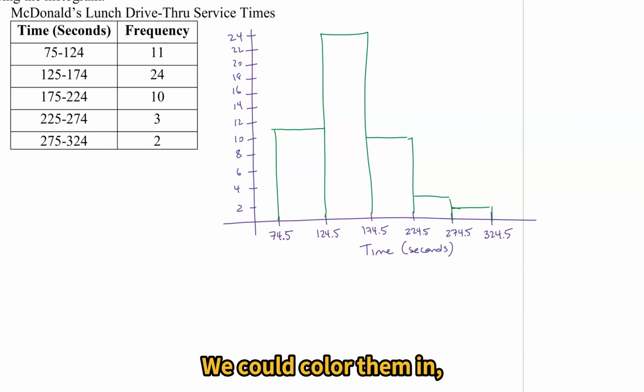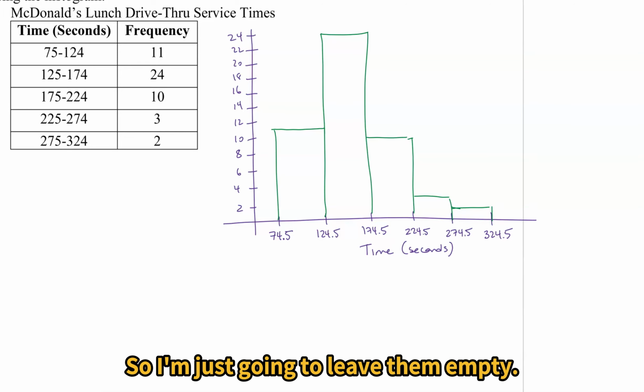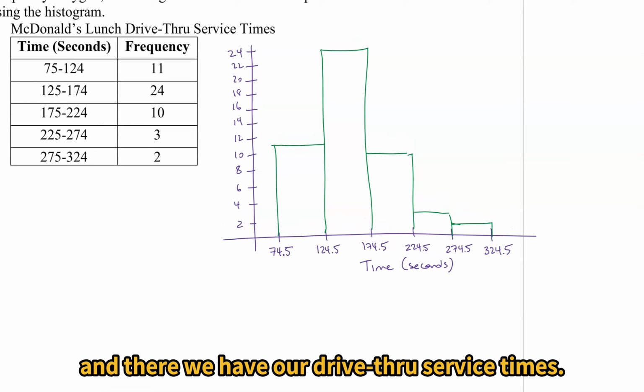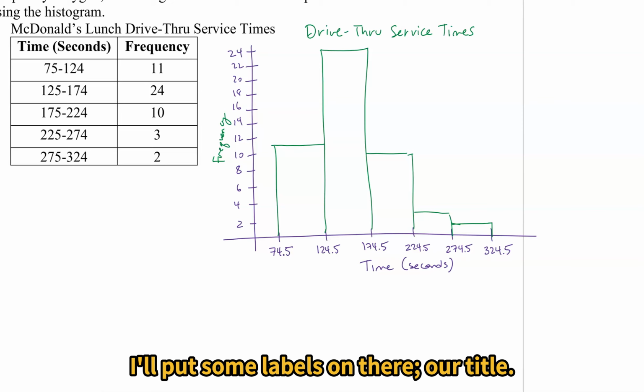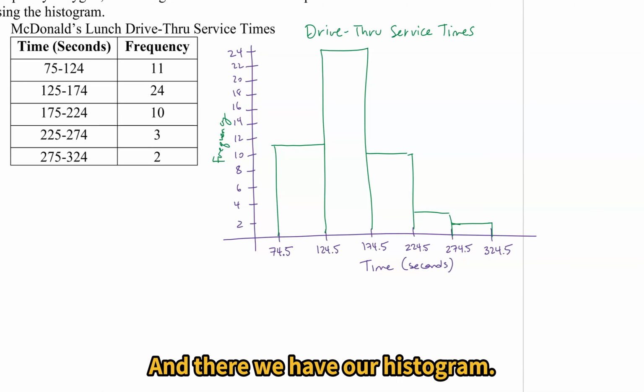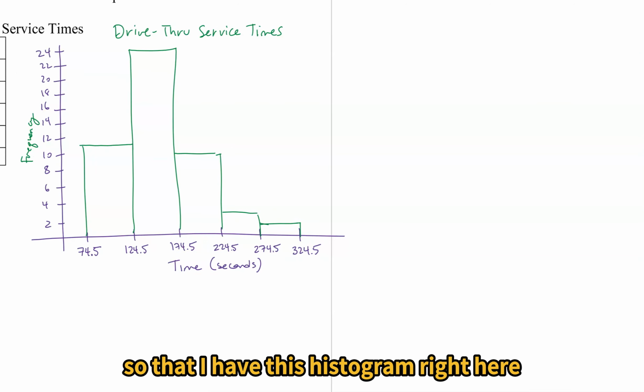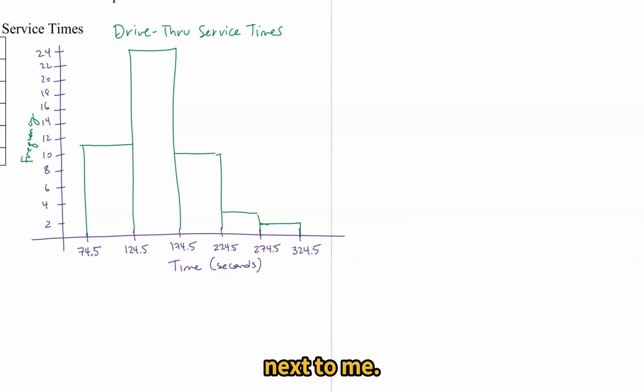And we could color them in, but that takes a lot of time. So I'm just going to leave them empty. And there we have our drive-through service times. I'll put some labels on there, our title, and there we have our histogram. To create our frequency polygon, you can do it below. I'm going to do mine to the side so that I have this histogram right here next to me.